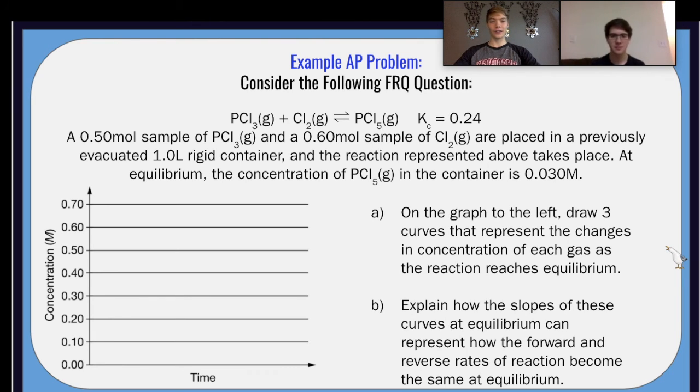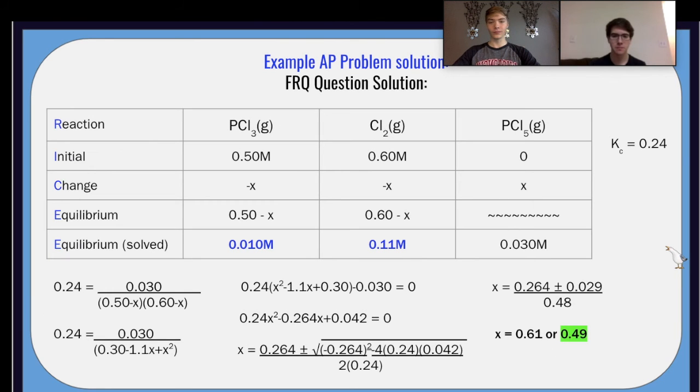Alright, so now that we're back, let's look at the answers. The first thing we're going to need to do is plug all our information into the RICE table. We know the initial concentrations of our reactants, and we can assume there is 0 of the products because we are given no information for it. As there is 0 of the products, we can assume the reaction is going to progress to the right, meaning the reactants are going to have a negative x change and the products are going to have a positive x change. And we already know what the equilibrium value for the PCl5 is.